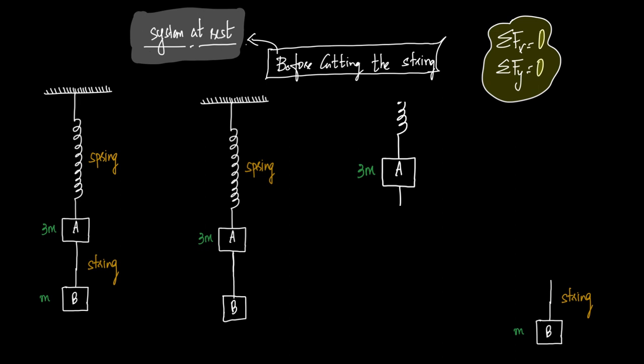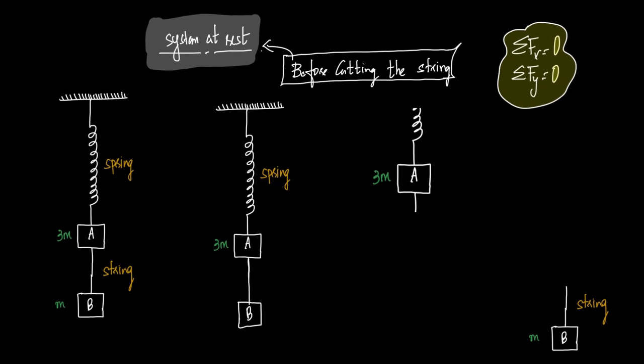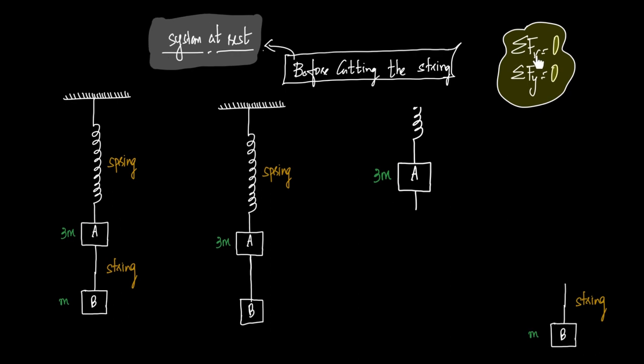So the first part is before cutting the string. And what do we have here? The system is at rest, which means sigma Fx and sigma Fy will both be equal to 0, by Newton's second law of motion. Now let us see the various forces acting here.